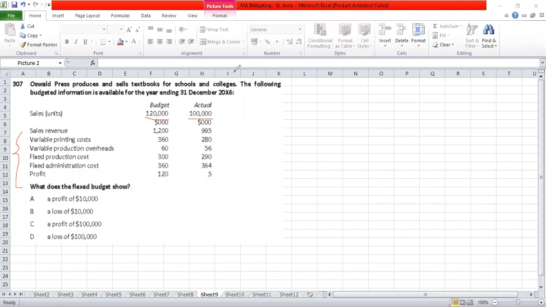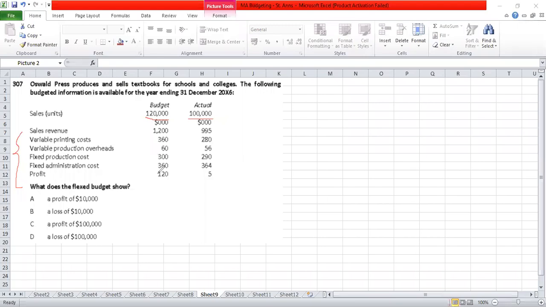So therefore, what has to be done? The budget has to be revised according to the actual. So whatever figures they have prepared at 120,000, these things have to be adjusted to 100,000. The process of adjusting the budgets according to the actuals is called preparation of flexible budgets. Another instance is they anticipate multiple activity levels and all multiple activity level figures are prepared beforehand, or they wait until the actual happens.